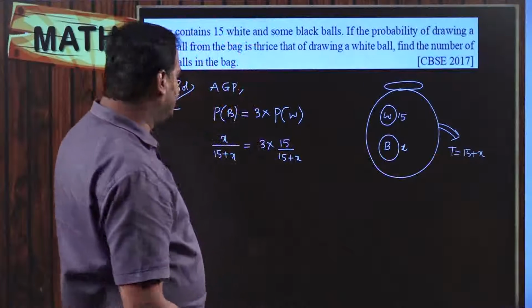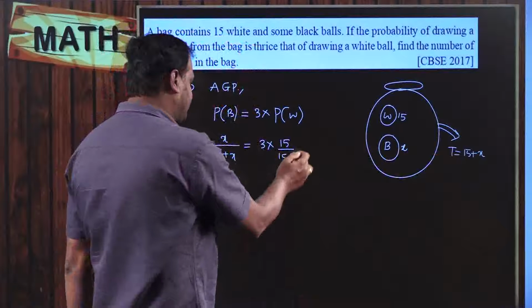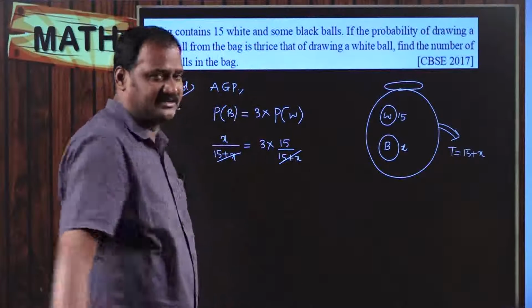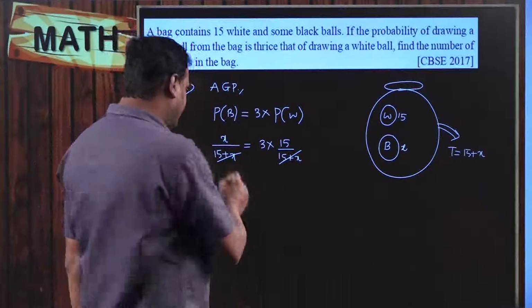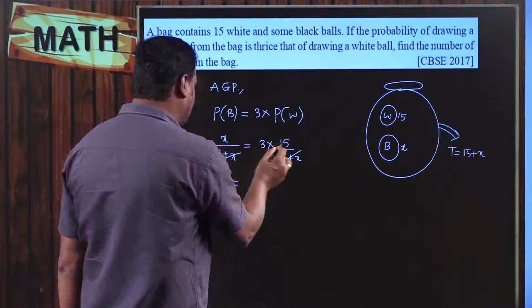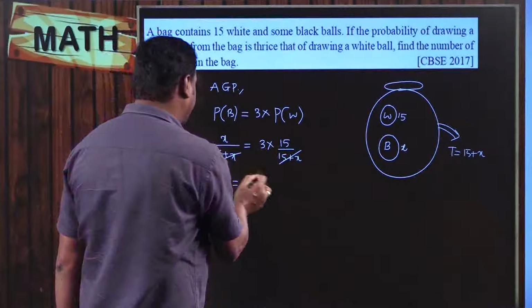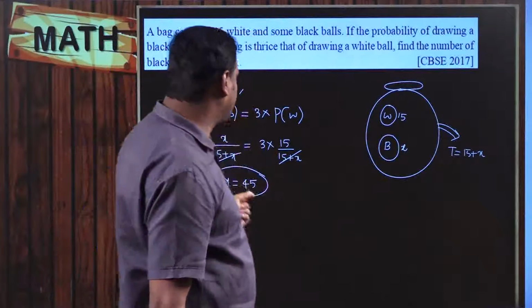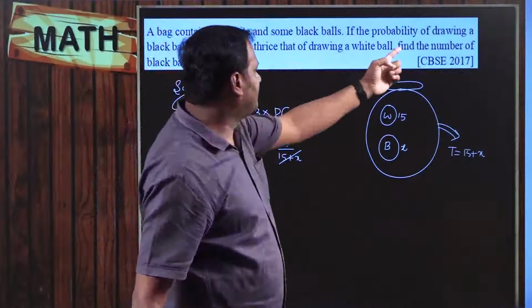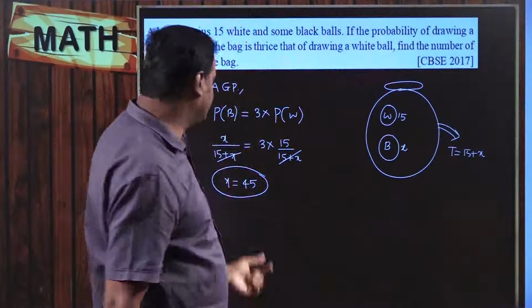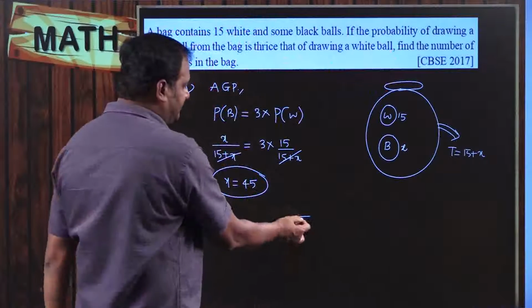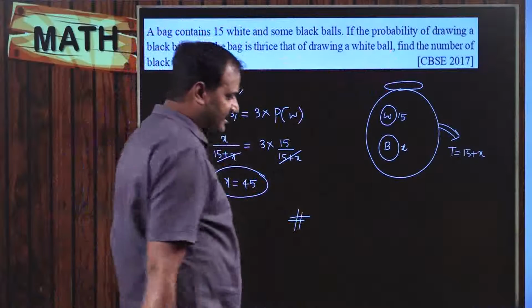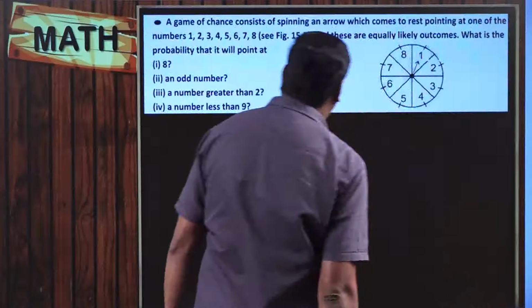It is very easy to simplify this because 15 plus X gets cancelled, as it is a single denominator, and then the numerator gives X equal to 15 into 3, which is 45. So what does this mean? The total number of black balls is going to be 45. The number of black balls in the bag is equal to 45. So this way we can easily answer the problem. Moving on to the next one.